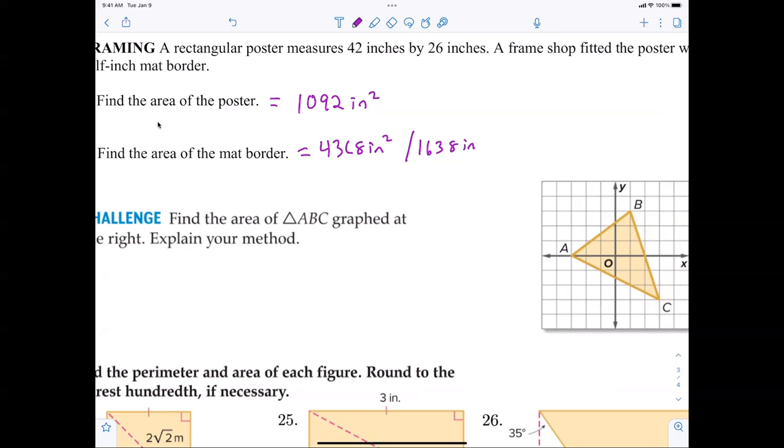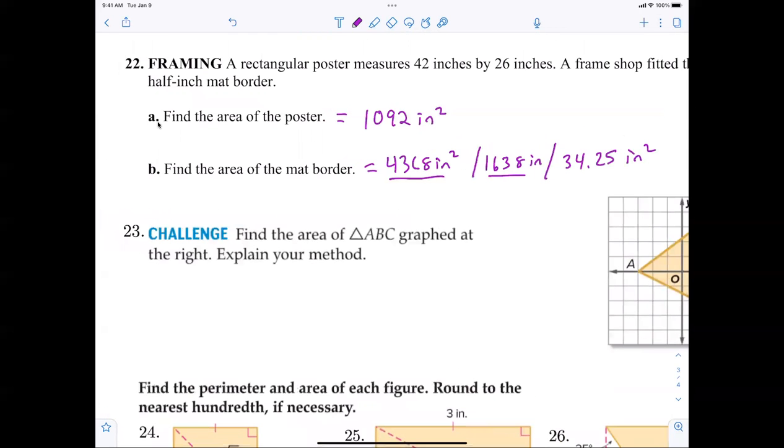What'd you get? 34.25. That's much better. Like 34 point what? 25. And we would say inches squared. Now, maybe some of you did the area of the whole thing, but that's not exactly what they're looking at. So how did y'all get that? I added 0.5 on 42 and 26, and then subtracted that answer from one of them.